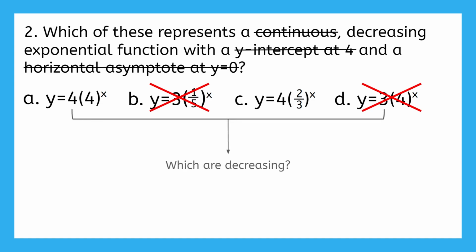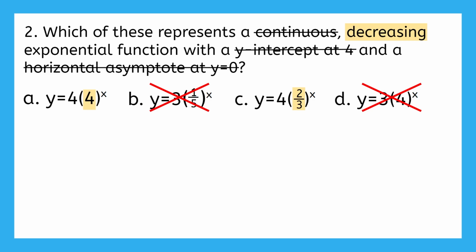Now we need to find out which of these is also decreasing, and that's where the b value comes in. Option A has a b value of 4, while option C has a b value of 2/3. Which of those means the function is decreasing? A b value greater than 1 means that the function is increasing, so we can eliminate option A. And on the other hand, a b value between 0 and 1 means the function is decreasing, which means our answer must be option C.